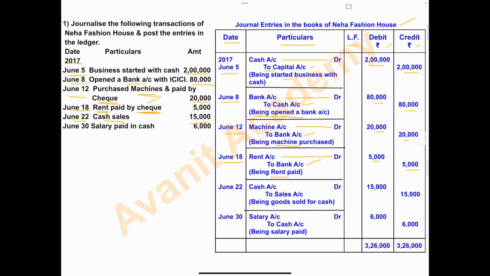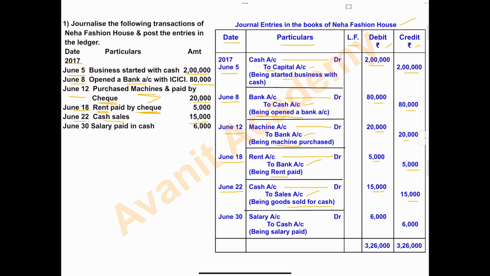Got it, all of you? In this transaction, what we have to do? We have to debit the cash account for increasing cash, and sales account is to be credited for increase in the sales or increase in the revenue of the business. So the entry is on 22nd June, cash account debited to sales account. Amount: 15,000. Narration: being goods sold for cash.